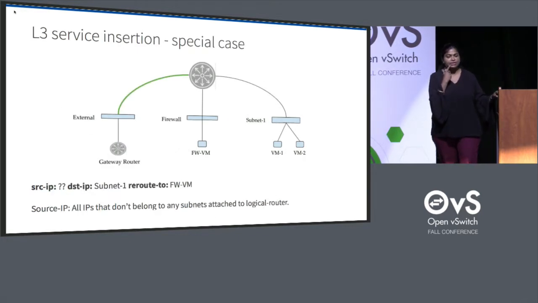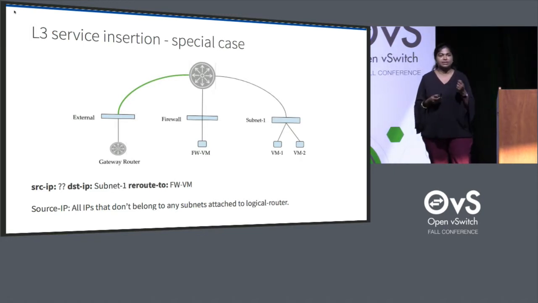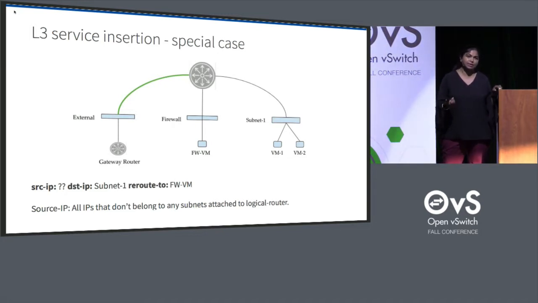Let's take a special case of L3 service insertion. In this example, I have subnet 1 on the right side, which is a logical switch hosting the user VMs. And on the left side, there is an external switch which has a gateway router attached to it. I want to define a policy which says that any packet coming in from the external world needs to go through the firewall VM before it reaches subnet 1.